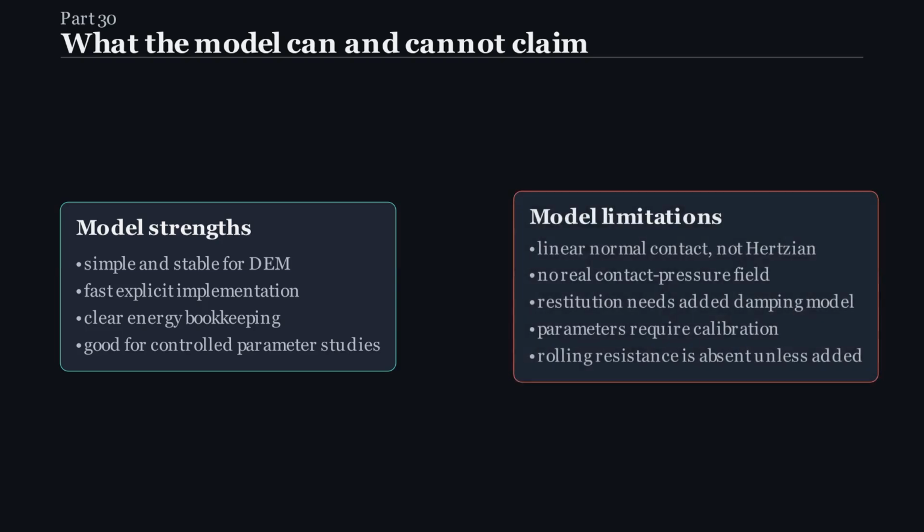Cundall-Strack is valuable because it is simple, local, and computationally cheap, but its claims must be limited. It is not a Hertz derivation. It has no intrinsic contact pressure distribution. Damping and rolling resistance are extra modeling choices. And the stiffness parameters require calibration for the physical question being asked.